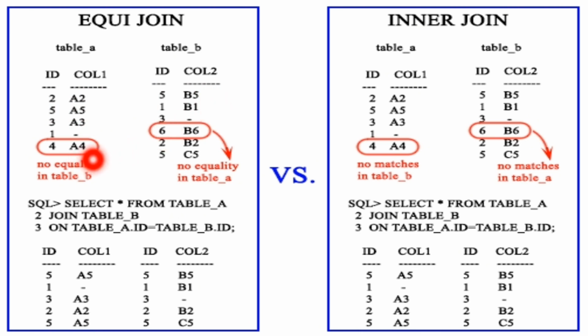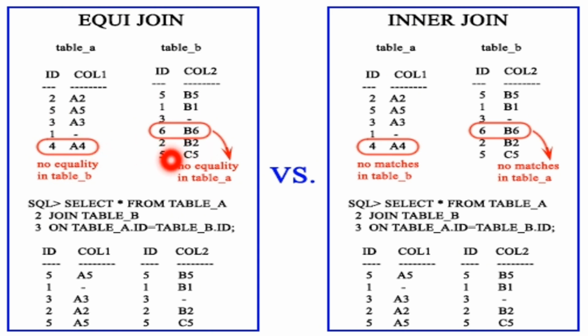How will the EQ join be performed? We check the match equality. Here the IDs are 2, 3, 2, 5, 3, 1, 4, and in table B, in order, 1, 2, 3, 4, 5 are there, but here 1, 2, 3, 4, so 4 is not there, and 5 is presented twice, and then 6 is here. So for 4 there is no equality in table B, and for 5 no equality in table A, so those will not be displayed in the result.